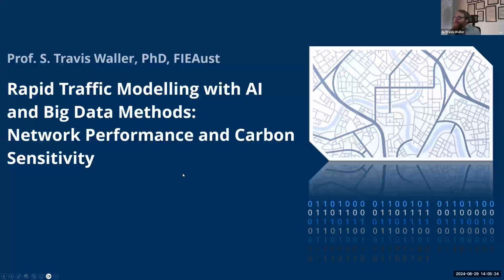So, I'll try to move quickly. I've done some startup and other activity, but I am still an academic at heart, so I have too many slides. So I will move very quickly, and I will try to skip things that may not be as critical. But as Ian very kindly mentioned, we're talking about rapid traffic modeling, primarily leveraging emerging techniques.